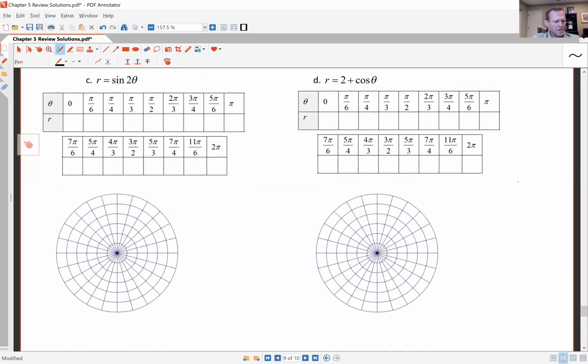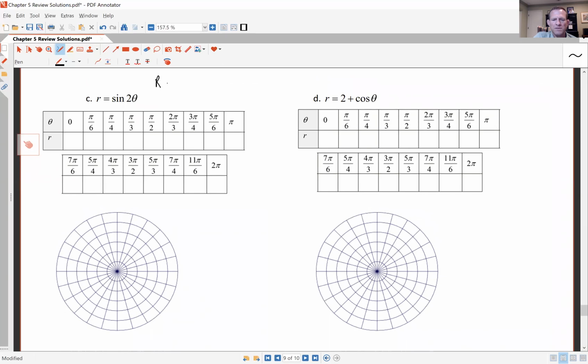r equals sine 2 theta. When we have the sine of 2 theta, this is what we call a rose curve with 4 petals. This one can be shown to have symmetry about the pole. If I change r to negative r, theta to negative theta, we will see symmetry about the pole. So we can use that symmetry to complete this graph. So let's go through this.